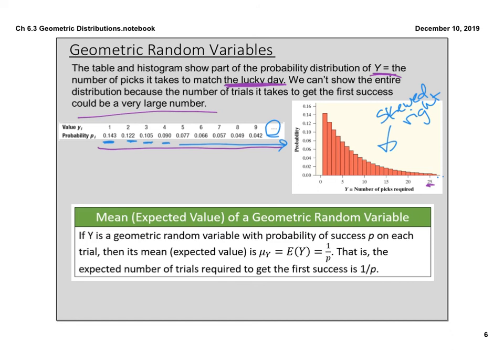So the mean, here's our mean. Well, just our mean, sorry. The mean, or in other words, the expected value of a geometric random variable is a very easy equation. It's 1 divided by whatever your probability is. That's it. 1 divided by your probability. So if you have a geometric random variable, the mean, or in other words, the expected value is 1 over p.